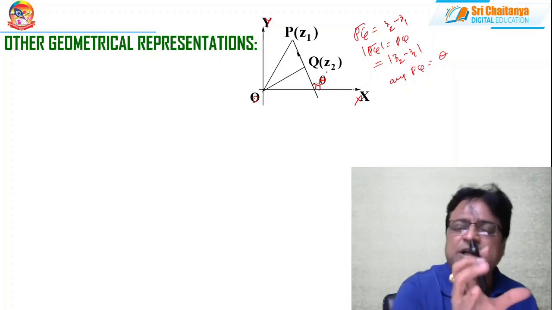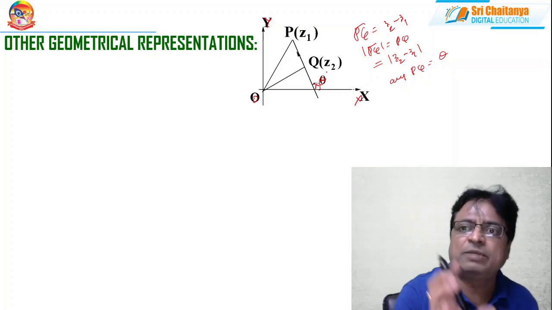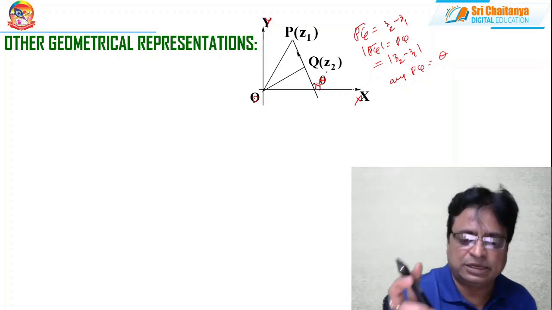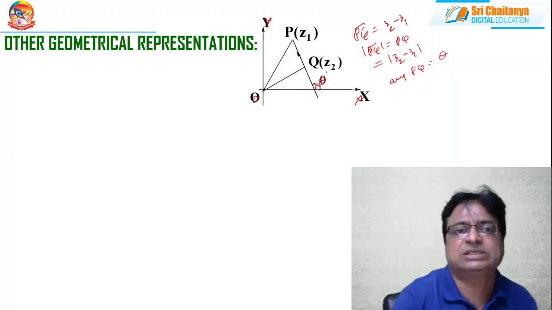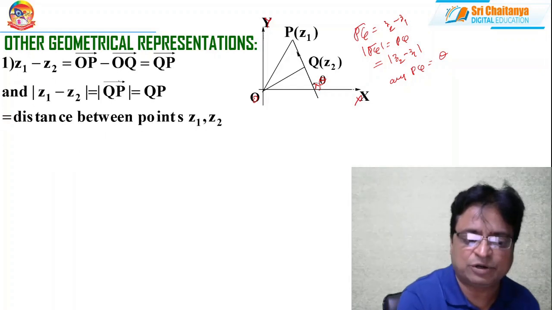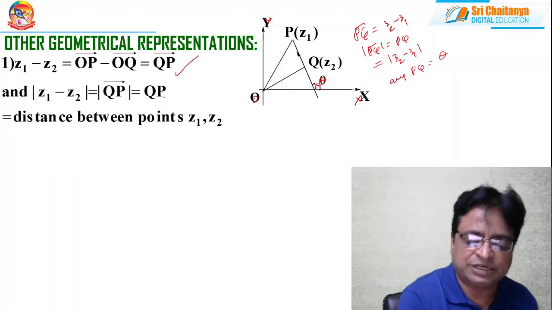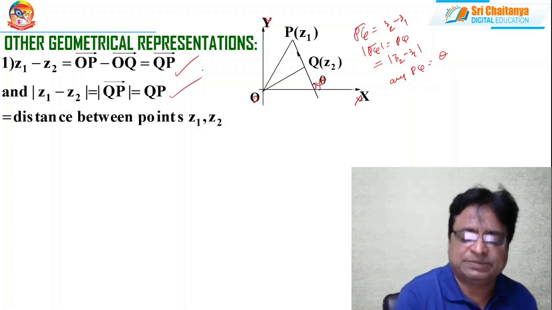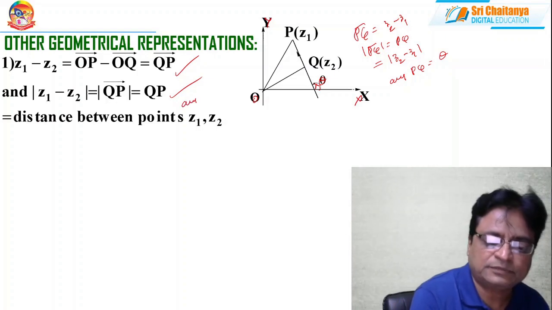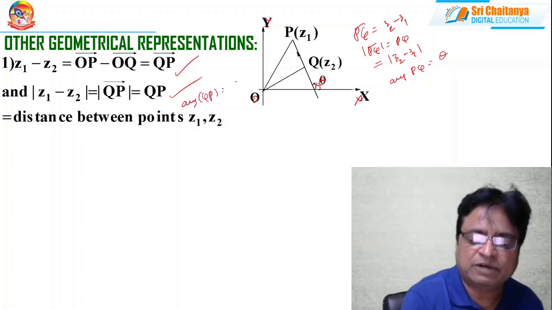So if two complex numbers are given and the argument of those complex numbers is known to you, then you can imagine the diagram like this. This is something we have to practice. That is, z1 minus z2 is equal to OP bar minus OQ bar, that is QP bar. Mod of z1 minus z2 is the distance between the complex numbers z1 and z2, and the argument of QP is alpha.